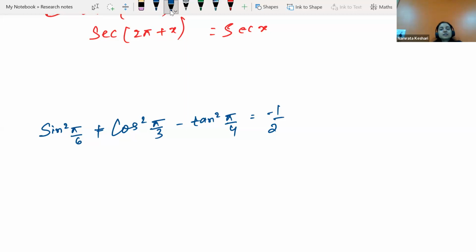Yes. Sin pi by 6 means sin pi, that means 180 by 6. That means 30 degree. 1/2. Sin pi by 3 means sin 60 degree. Pi means 180 by 3 means 60 degree.